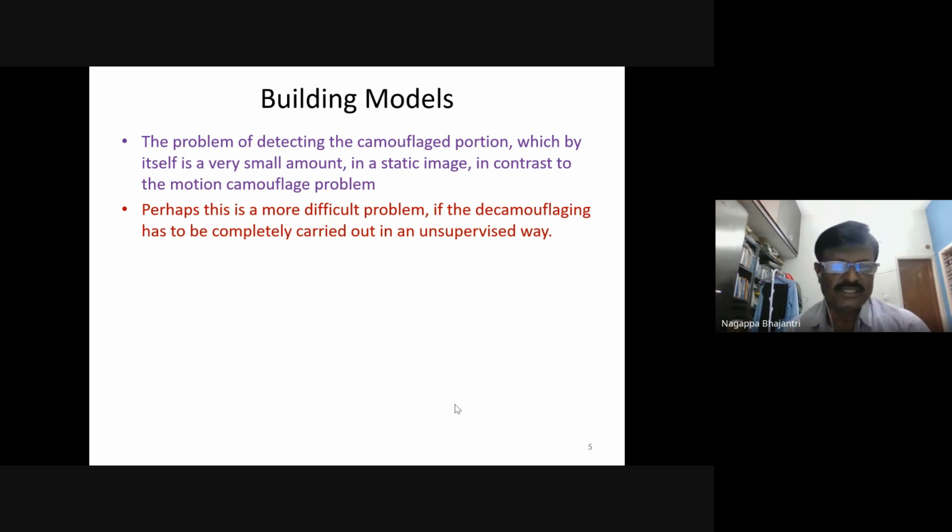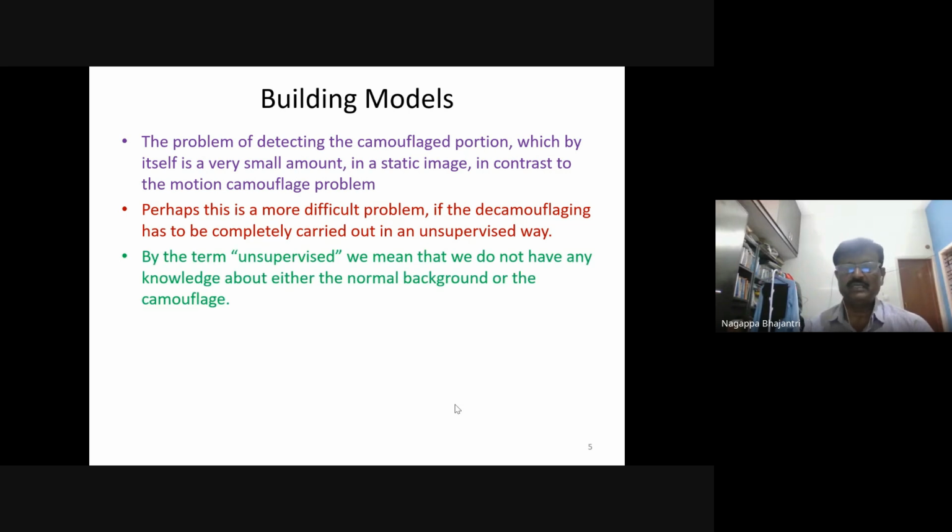If the decamouflaging has to be completely carried out in an unsupervised way, there is less information for the machine to learn about the foreground as well as the background. That's why we can say it is an unsupervised or partially unsupervised way.